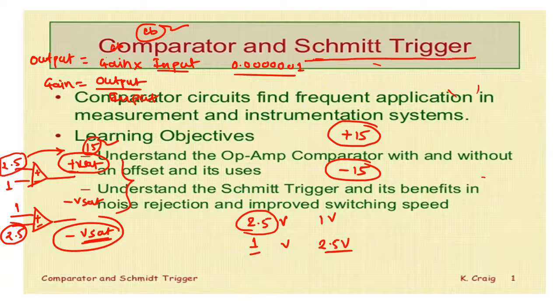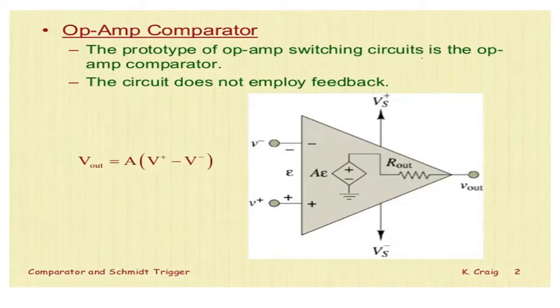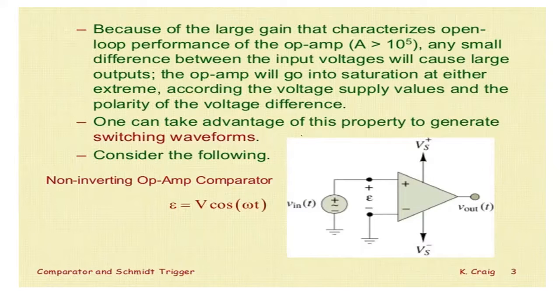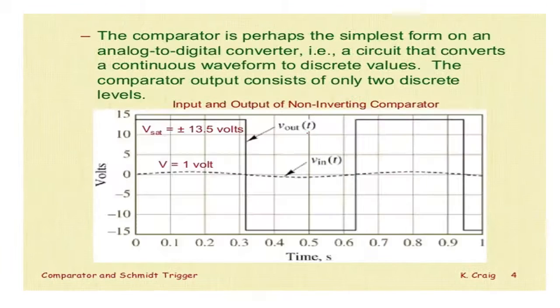So we'll discuss this in later lectures. Op-amp as comparator: the output is nothing but the gain times the voltage at the non-inverting terminal minus the voltage at the inverting terminal. We have discussed these things, so this is all about the voltages.